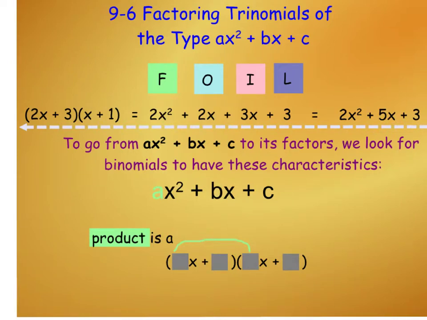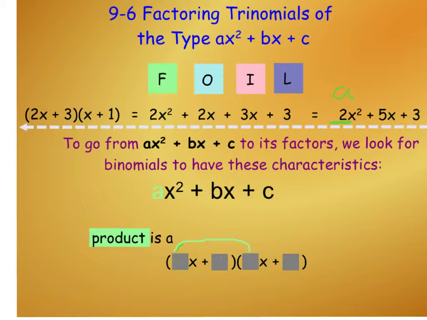Welcome back, everybody. We're going to continue and do lesson 9.6, factoring trinomials again, but this time we're going to factor trinomials like this, and what's different is there is a number in front of x squared. There is an a value. And the way we get the a value, I want to show you how we get that.